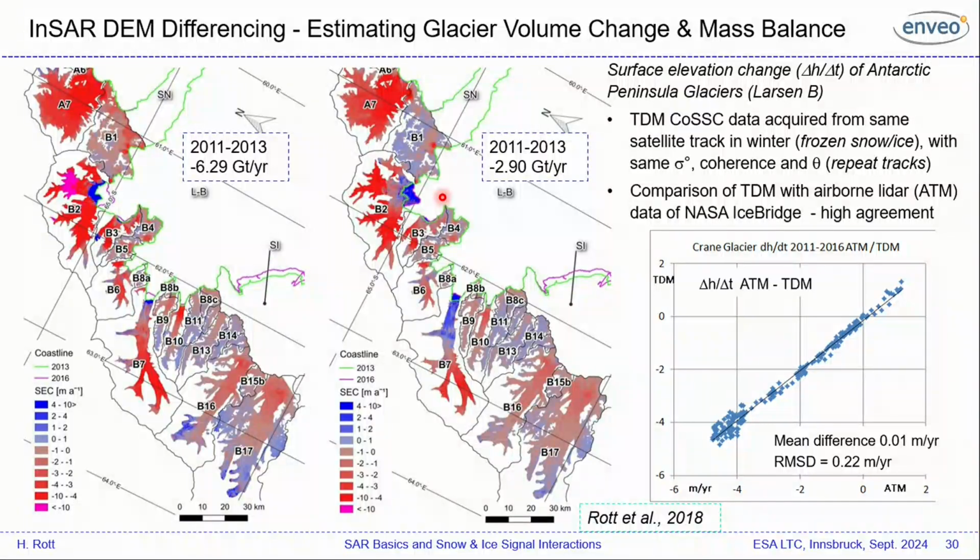And in this case, you will see that here are gaps, and this is because we had only one look angle. So on the foreslopes, we have to exclude, and also on steep back slopes.